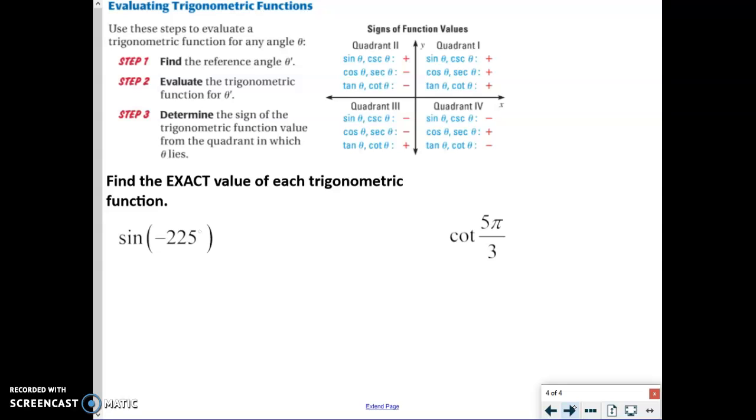And that's exactly what that chart was talking about on the previous screen. And then the third thing we're going to do is, using the chart that we see here to the right, we're going to determine the sign of the trigonometric function value given the quadrant that the terminal side ends up in. Okay? So let's take a look at these examples and see exactly how this is going to go.